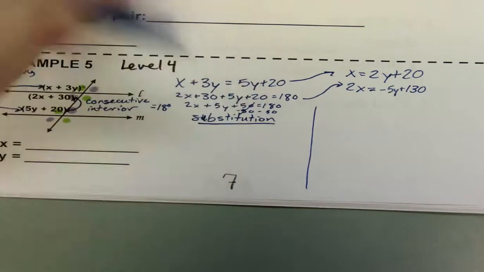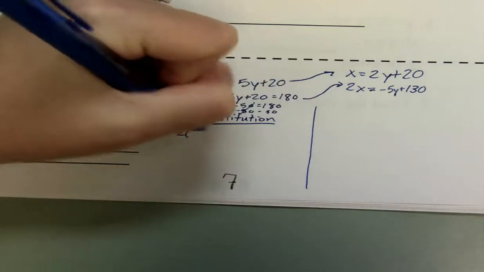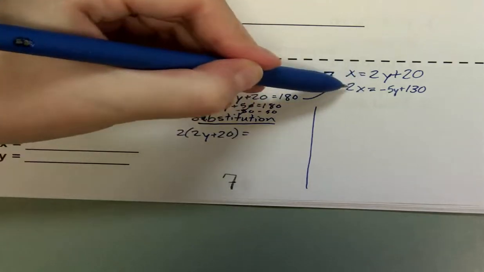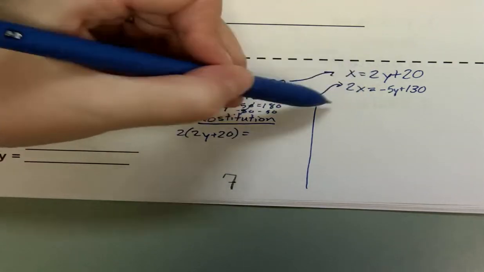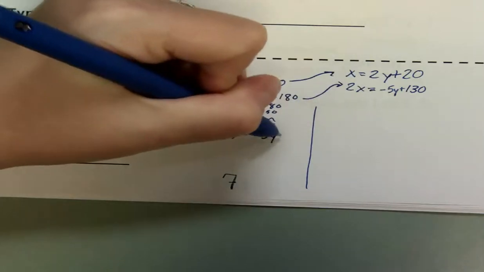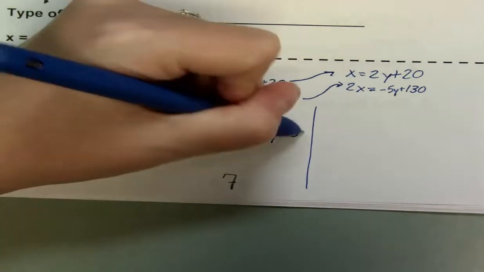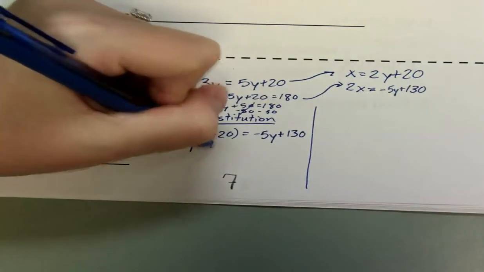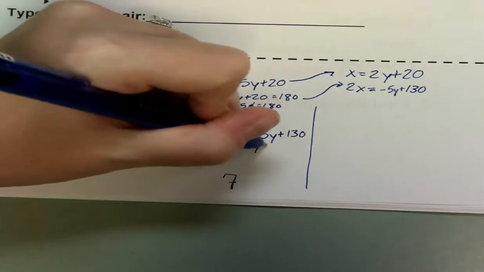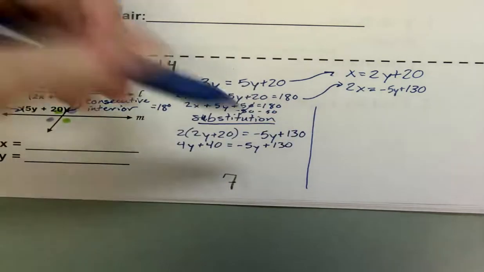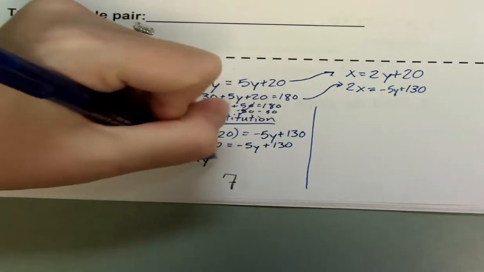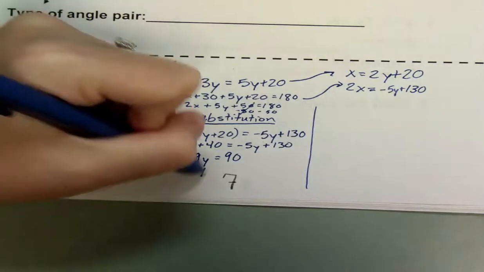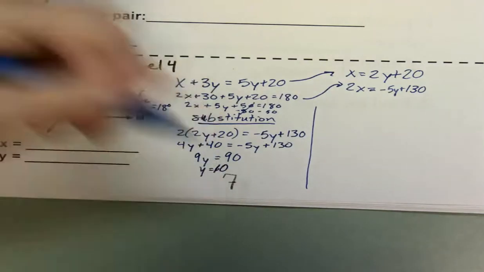Substitution, where I substitute, instead of writing x, I'm going to write 2y plus 20 in that second equation. So 2 times 2y plus 20 is going to be equal to negative 5y plus 130. And then we want to solve for y. So 4y plus 40 equals negative 5y plus 130. If I add 5y on both sides, I'll get 9y. If I subtract 40 on both sides, I'll get 90. So y is going to be 10.